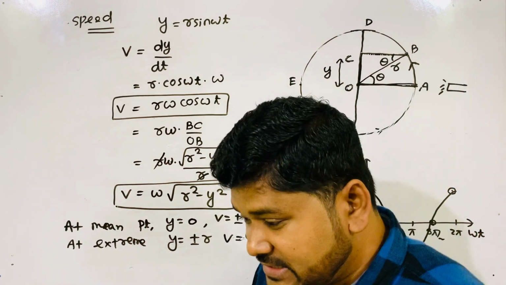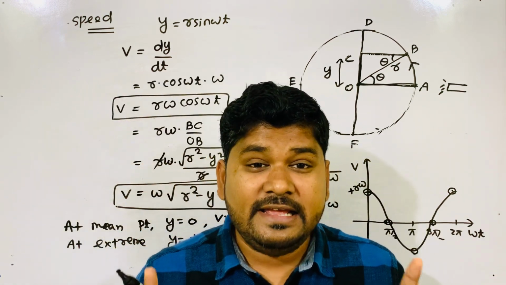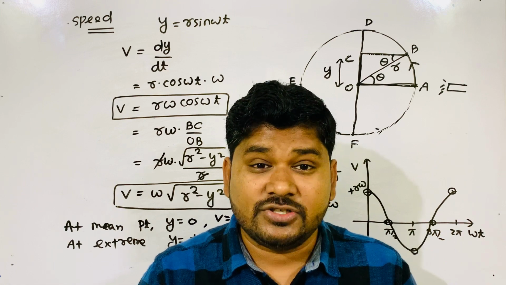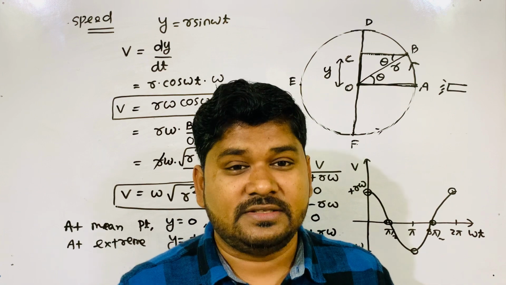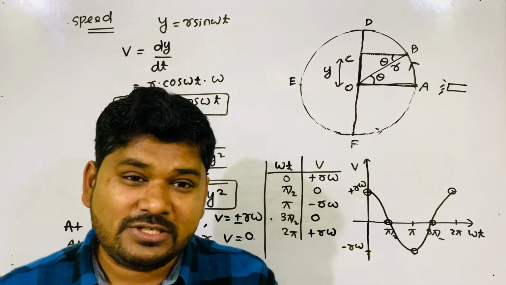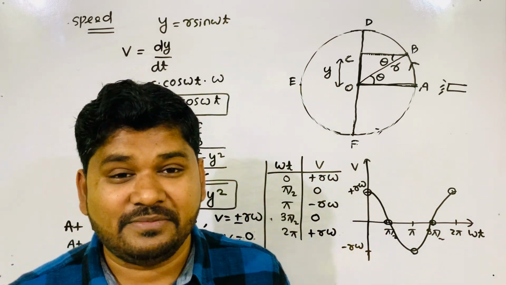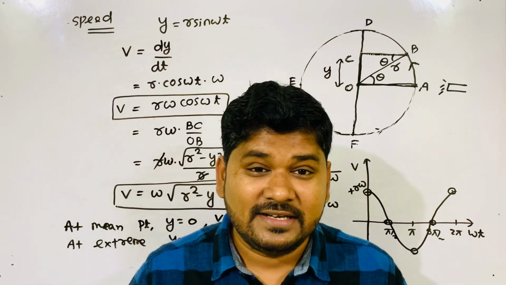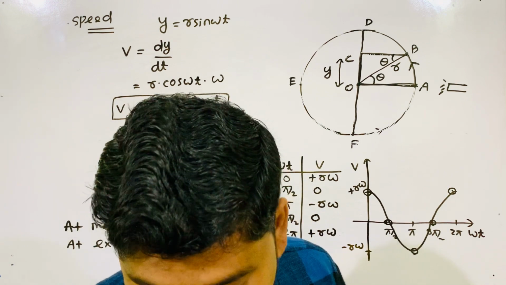That means the concluding line is, when a body executes SHM, its velocity is not constant, its speed is not constant, it always changes. Speed or velocity also oscillates with time, with omega t. And it's a maximum at mean position and zero at extreme position.